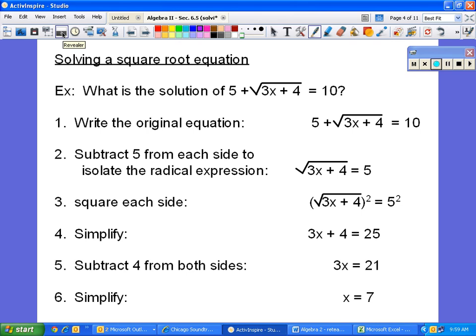Now I have a two-step algebraic equation. I subtract 4 from both sides. I get 3x equals 21. I divide both sides by 3. Gives me my final answer of 7.